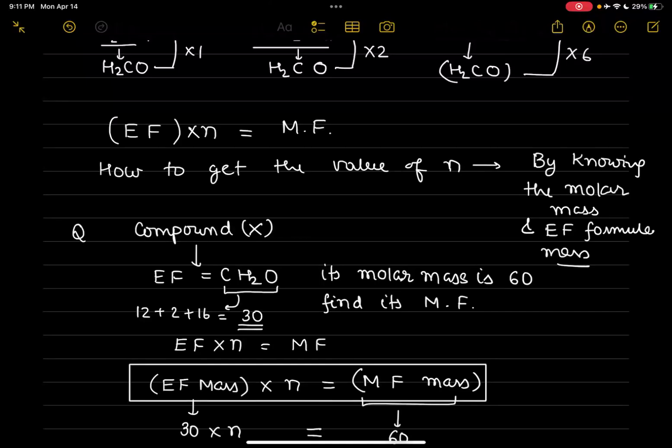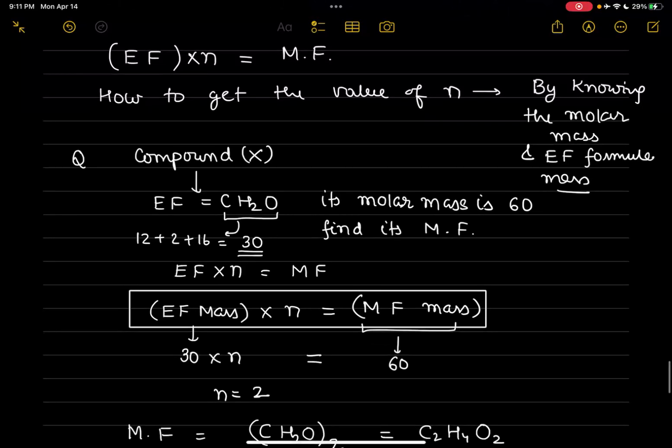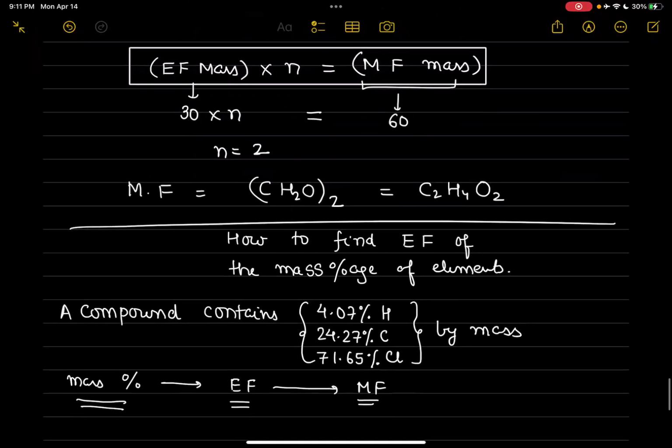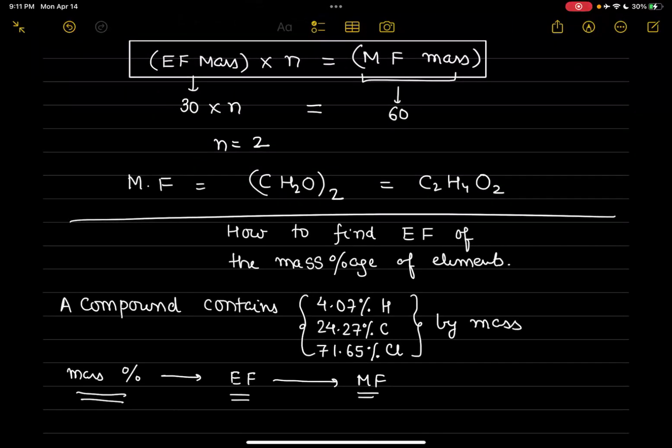And they will give you the molecular formula mass. Empirical formula mass you can find out from the formula which is given to you. Put it in, you will get the value of n. Multiply that empirical formula by the n, you will get the molecular formula. Got it? Is it clear? Any doubts in this? No, sir.